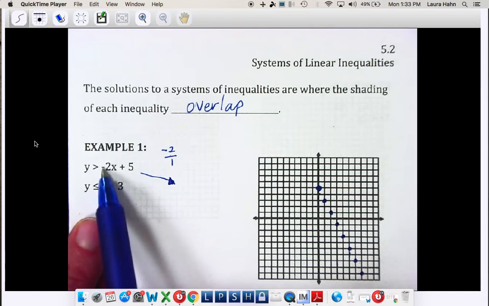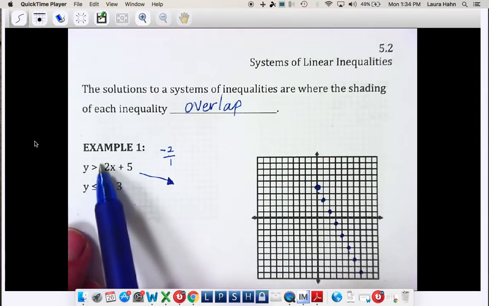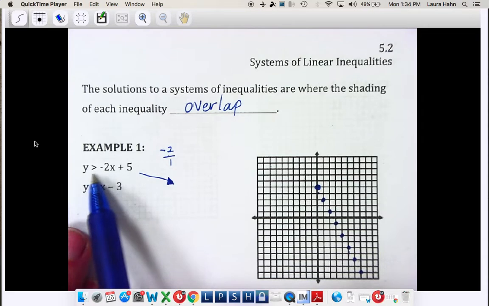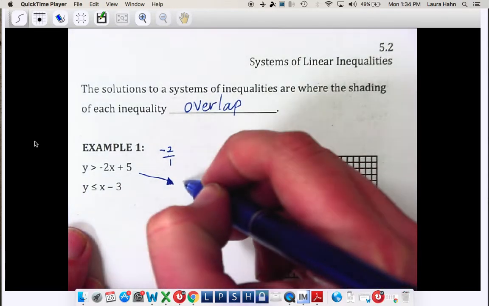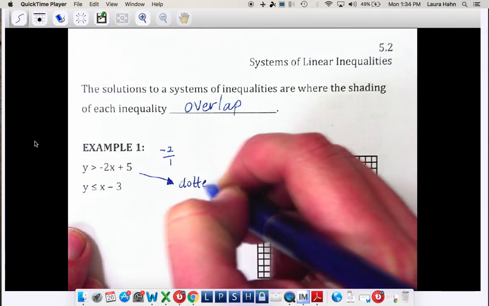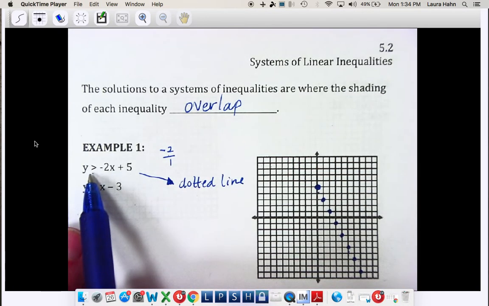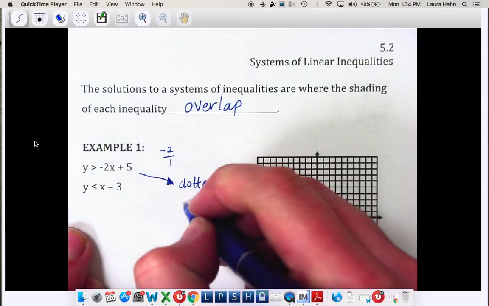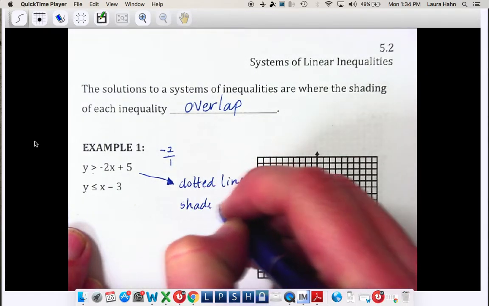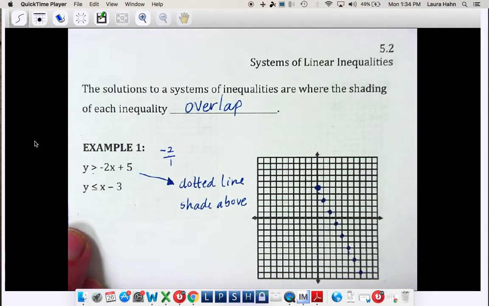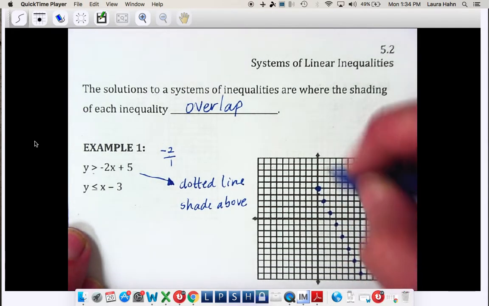Okay, so now I need to look at this symbol right here. This symbol will tell me whether I need a solid or a dotted line. There is no solid line underneath it, so I know I'm going to use a dotted line. This is also a greater than symbol, which tells me I need to shade above. So make a dotted line through these.